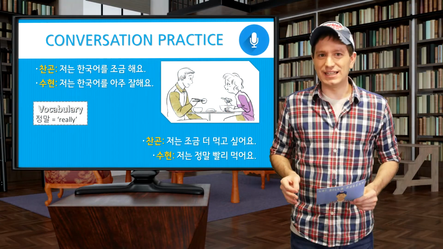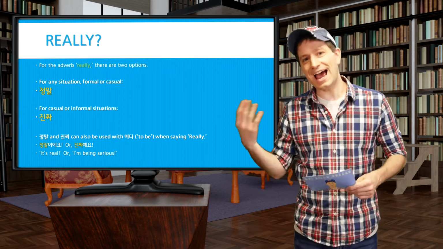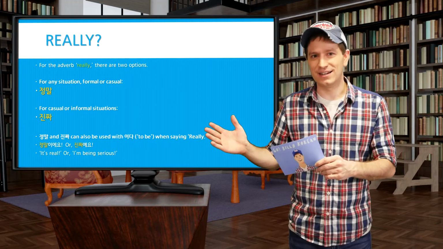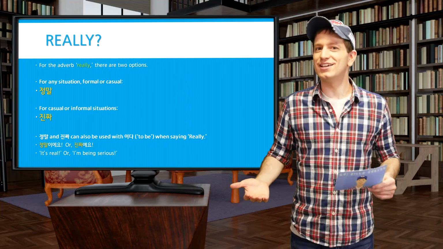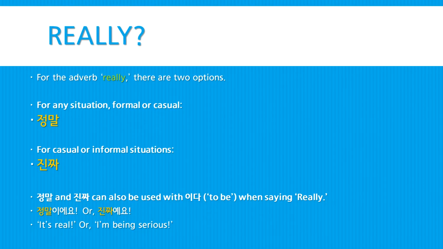For the adverb really, you have two options. For any situation, formal or casual, you can use the adverb 정말, 정말. Or for any informal or casual situation only, you can use 진짜, 진짜. Both of these can also be used with the verb 이다, to be, when you want to say really as a sentence. For example, 정말이에요, or 진짜예요. It's real, or I'm being serious.